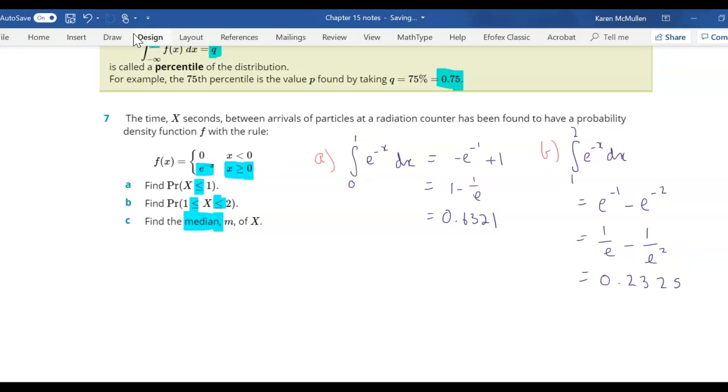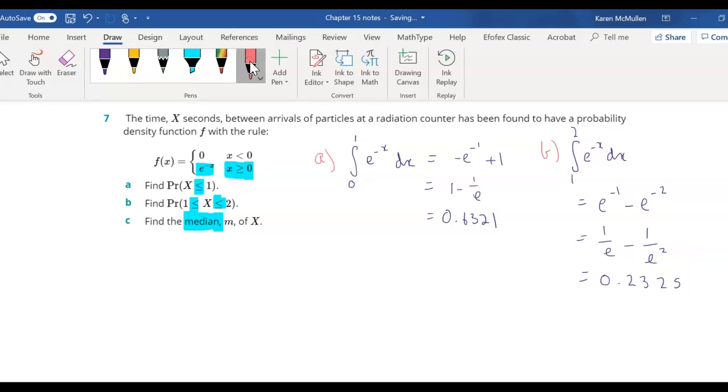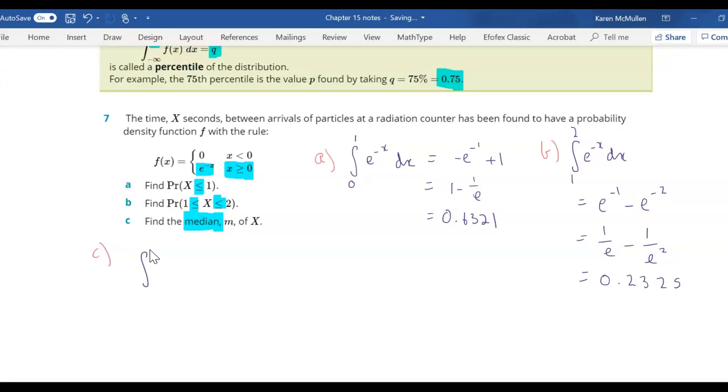All right, let's do question C. So this is the new stuff. We're finding the median of x. So we're going from 0 to some value, which we're calling m. Our function is e to the negative x dx, and that is equal to 0.5. Remember, the median is halfway, so it's 0.5. So we only want to find half the area.